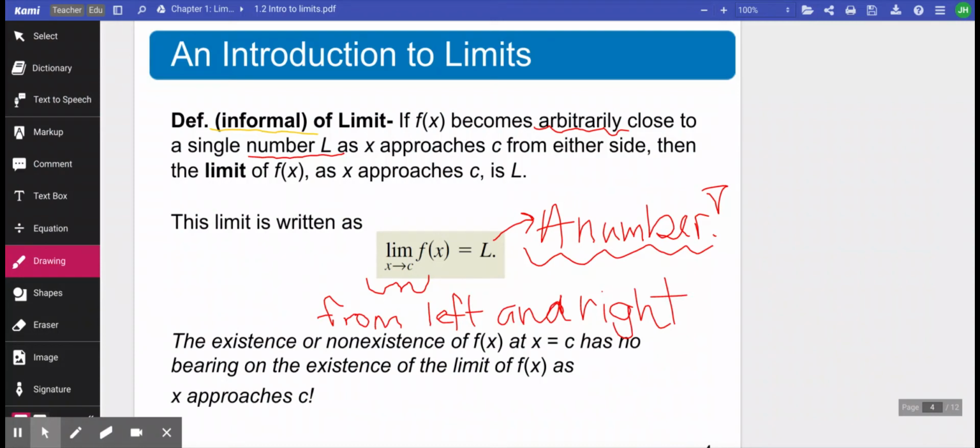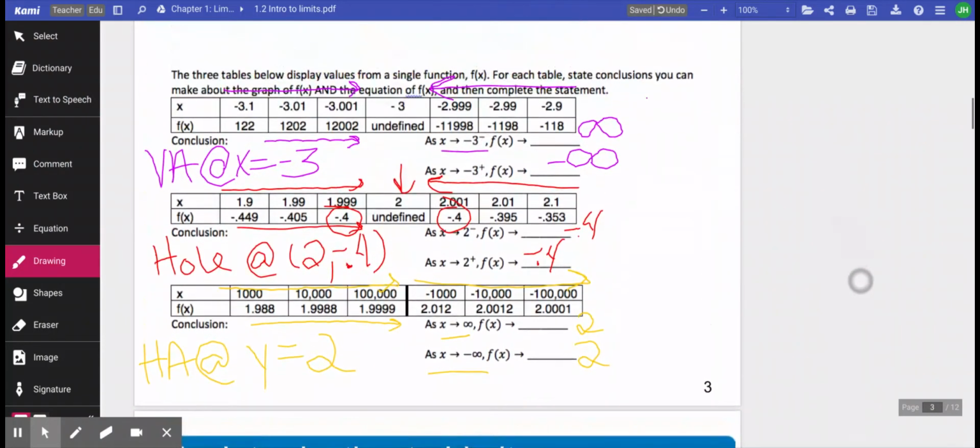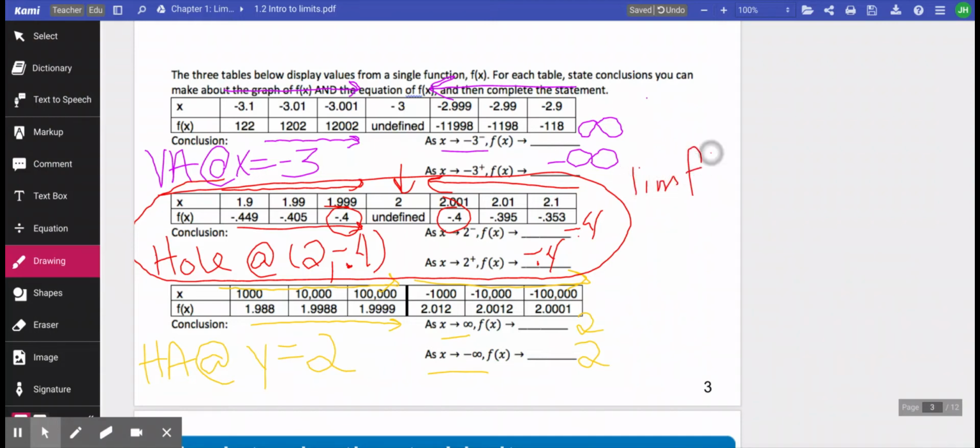So if we go back to the previous slide, this one in red right here in the middle, this looks like a limit truly because we are seeing that x is getting arbitrarily close to 2 and our y's are getting very close to -0.4 coming from the left and from the right. So we could say, if I can squeeze it in here, the limit as x approaches 2 of f of x is -0.4.